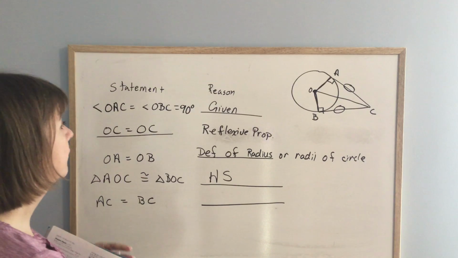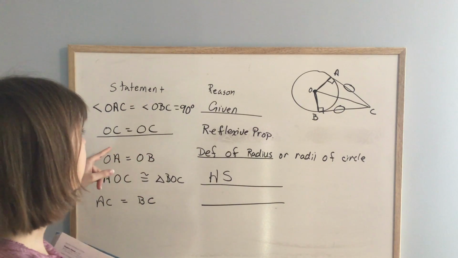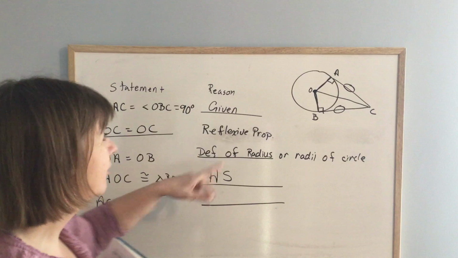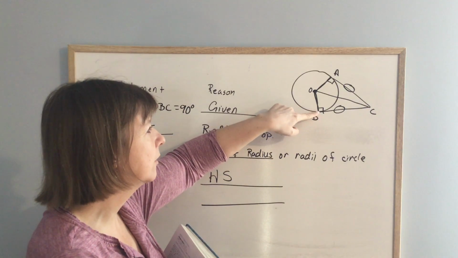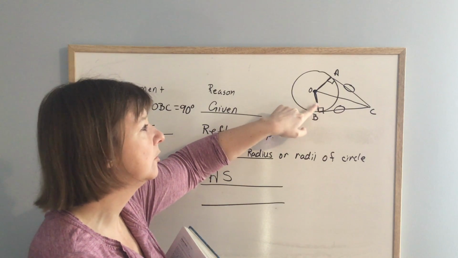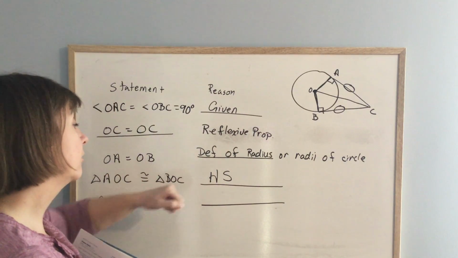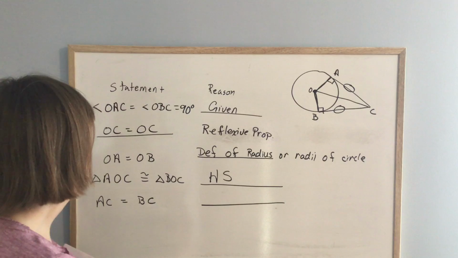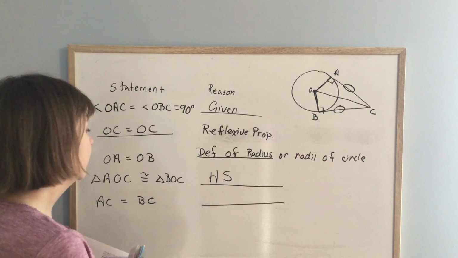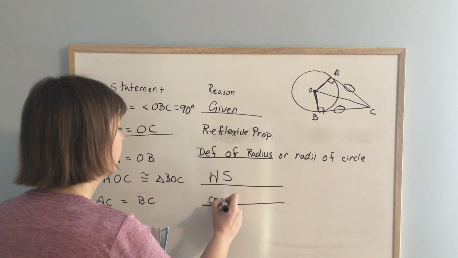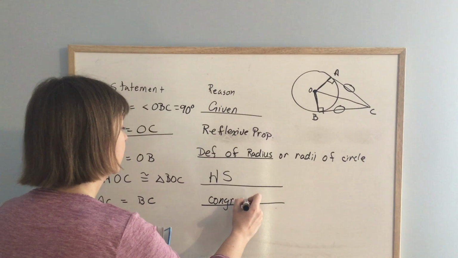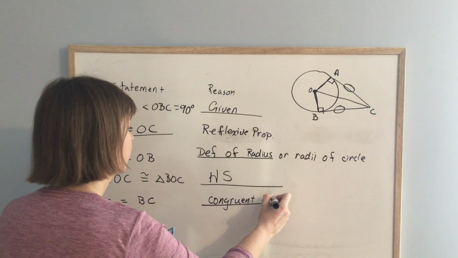Some of you may have put side angle, but that's not really a reason. The angle would have to be in between the two sides that you proved, and it's not. So it's hypotenuse side theorem. And then AC is equal to BC. Why? Well, because we have congruent triangles.